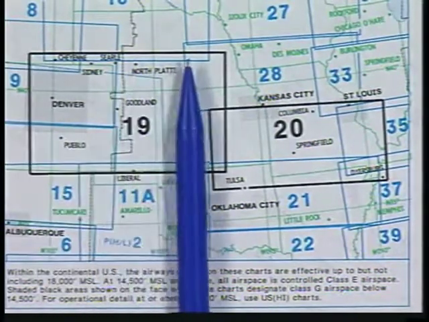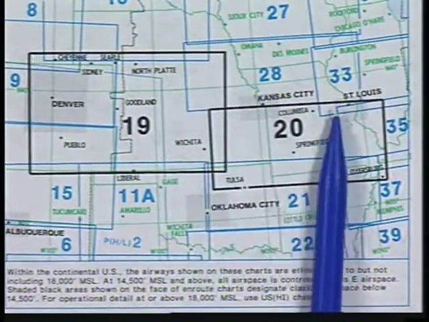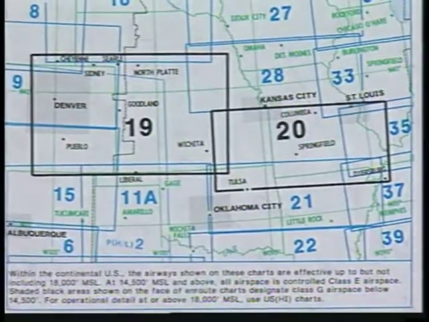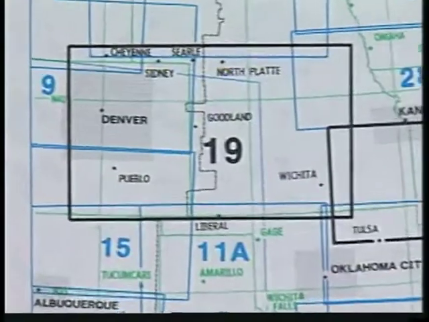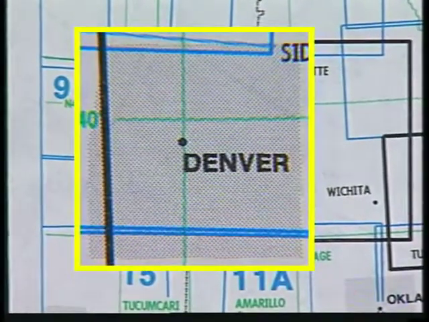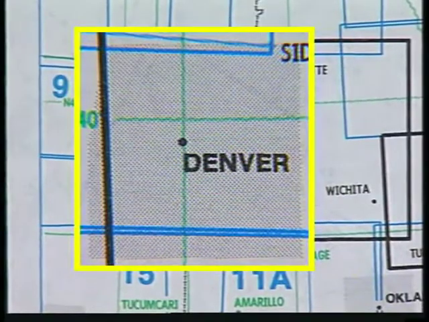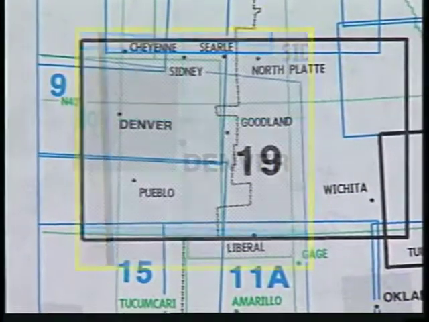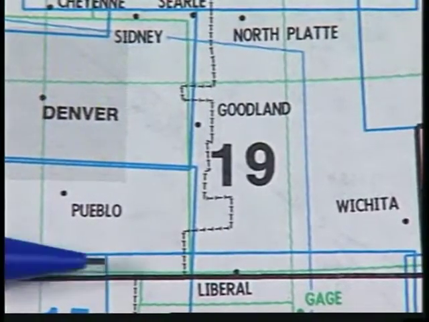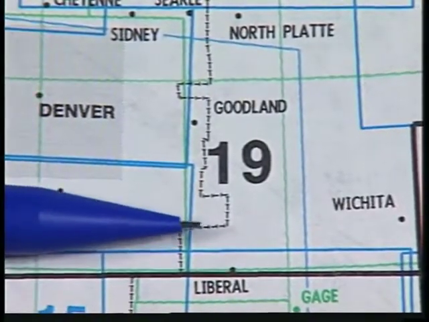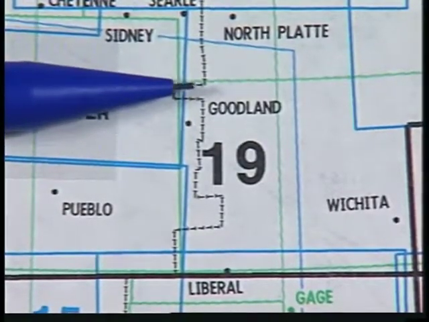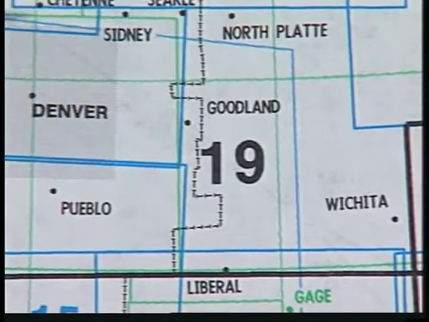U.S. low 19 and 20 charts provide enroute information for part of the central United States. Major cities are shown to further help you with chart selection. Cities shown with bold type and gray shading depict terminal areas which have a published area chart. Time zone boundaries are identified by a series of T's on the chart index. This example shows the division between the mountain and central time zones.